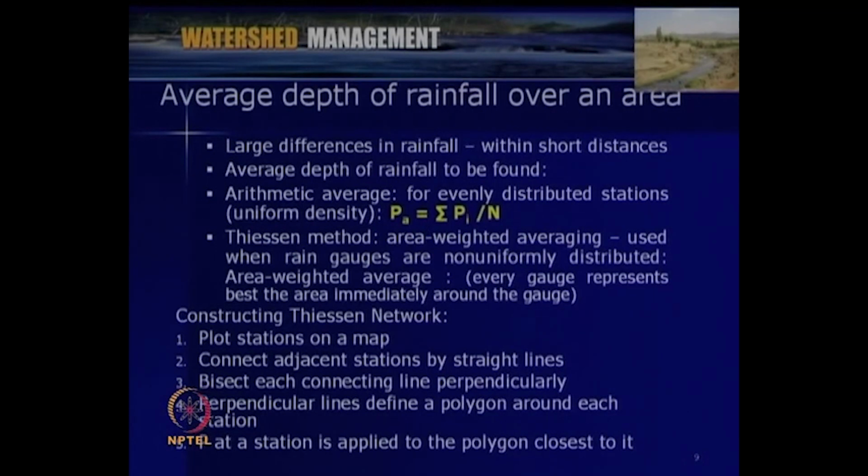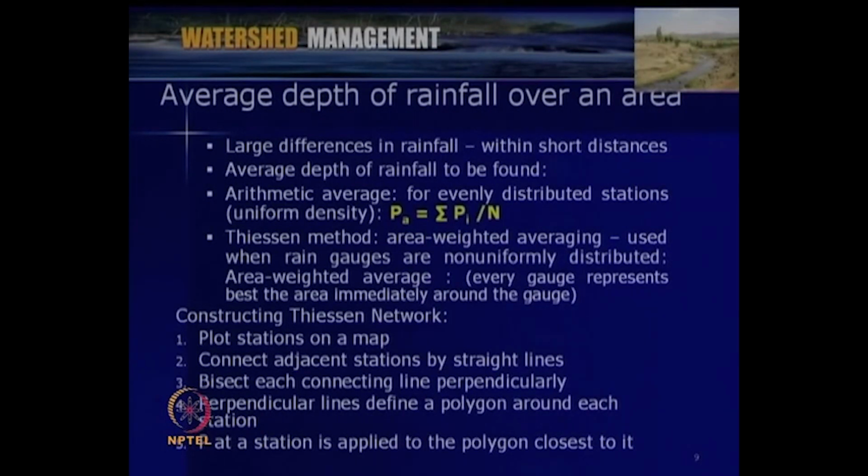Generally the accuracy of this arithmetic average will be low, since we simply sum the rainfall for the given storm and divide by the number of stations. But there are more accurate methods like the Thiessen method and the isohyetal method. In the Thiessen method, we use area weighted averaging of the nearby rain gauge stations, which may be non-uniformly distributed at various locations. Every gauge best represents the area immediately around the gauge. That is the basic principle of the Thiessen method.